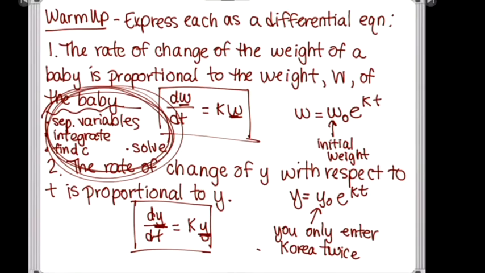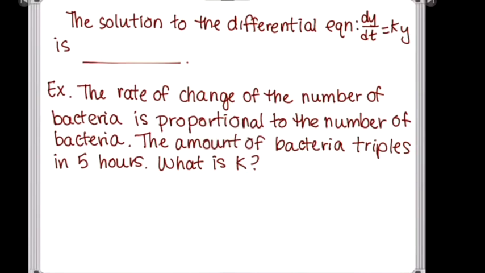So when you hear these words, the rate of change of y is proportional to y, or the rate of change of height is proportional to height, the rate of change of anything is proportional to anything, you want to think y equals you only enter Korea twice. That's what the equation is going to look like. Okay? Let's just do 3 short and easy examples today. So the solution to this differential equation, dy/dt equals ky, is y equals you only enter Korea twice.